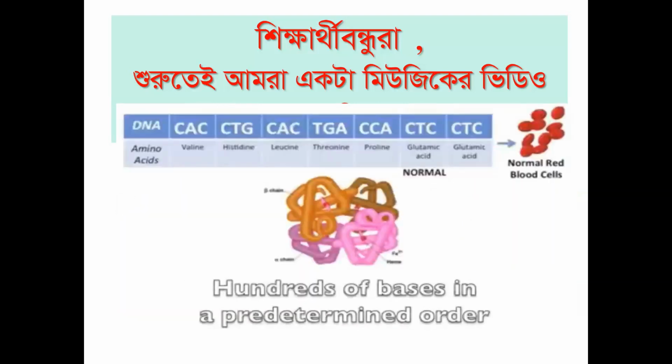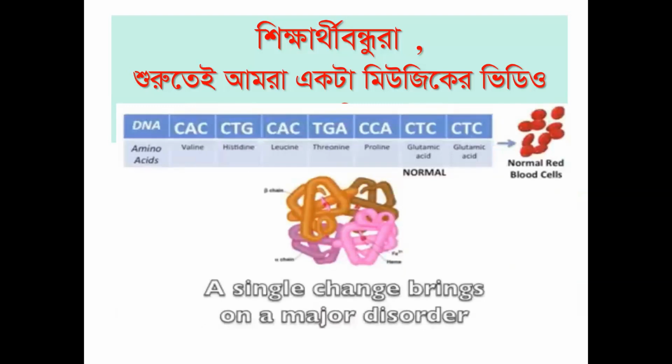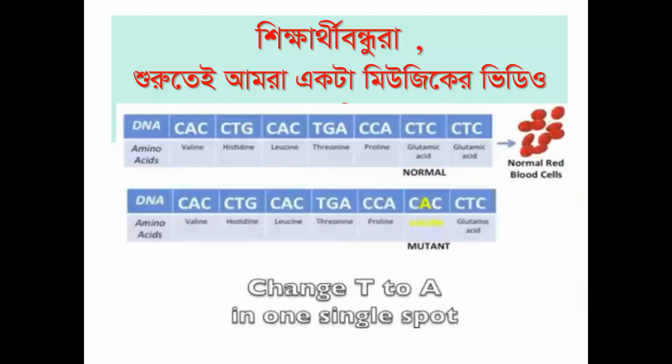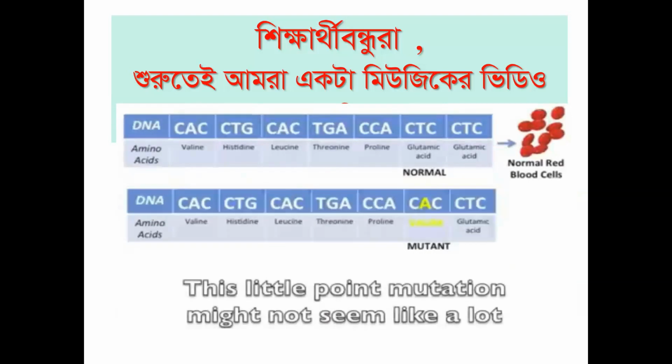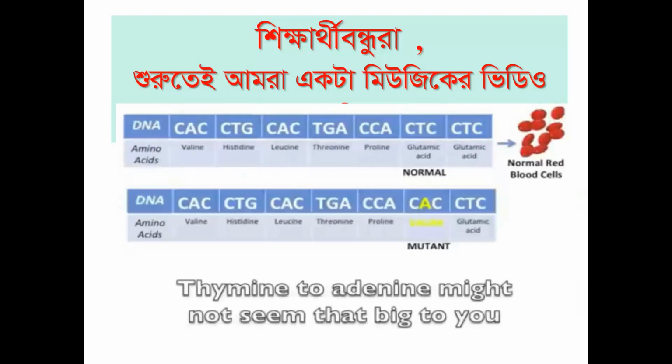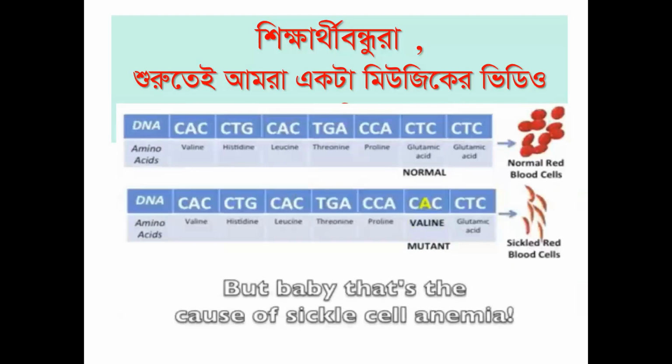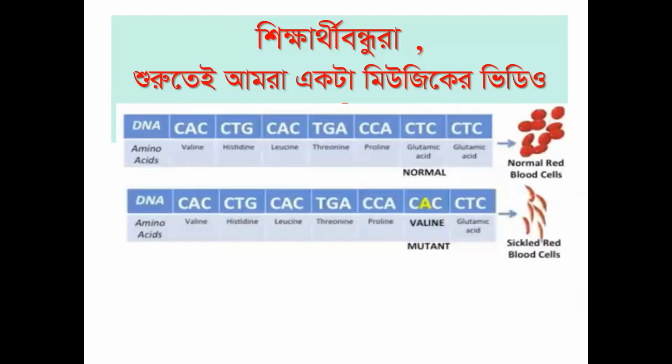Hundreds of bases in a predetermined order. A single change brings on a major disorder. Change T to A in one single spot. This little point mutation might not seem like a lot. Thymine to adenine might not seem that big to you, but maybe that's the cause of sickle cell anemia.